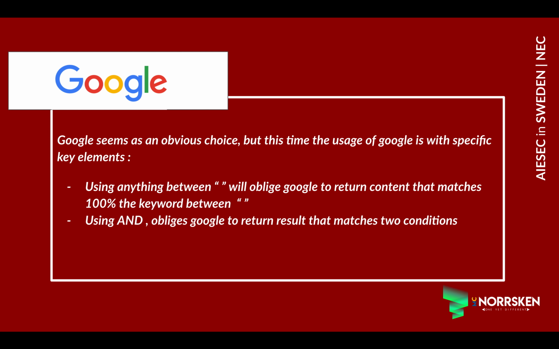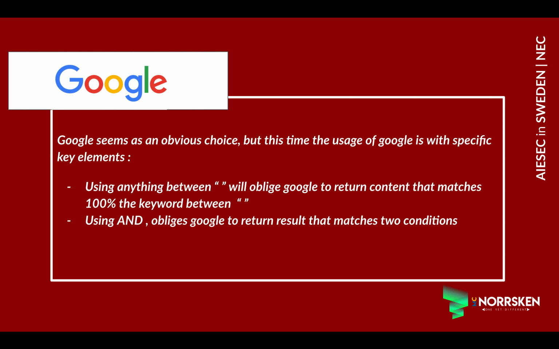Now, this is a good condition, and the second condition is using the AND. So, for example, if you want to return more than just one keyword, you want to have three keywords appearing in the search tool or in the search content of Google. You can use, for example, let's say I want to know about Sweden and also summer and food.